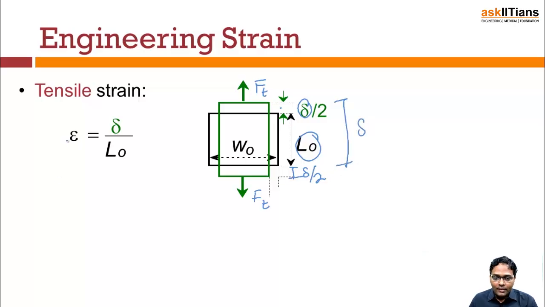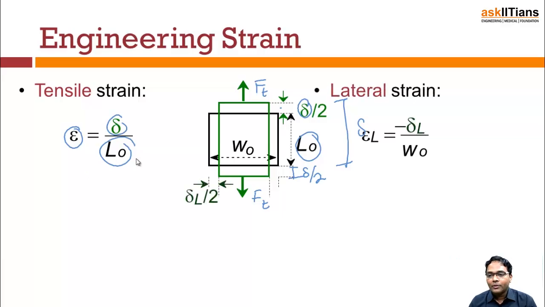So what is tensile strain? Tensile strain is basically the change in length because of the application of force divided by the original length L0. Now if you have to define the lateral strain, because of the application of the force, the horizontal width has also decreased. Let's say initially delta L by 2 was here, similarly delta L by 2 is here, right? Because this gets decreased, the width gets decreased. As a result, we'll say that EL is equal to minus delta L divided by W0. So this is what is known as the lateral strain.